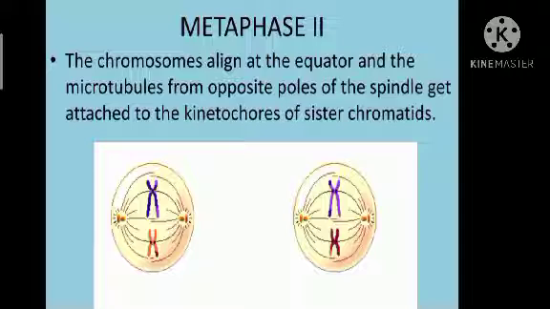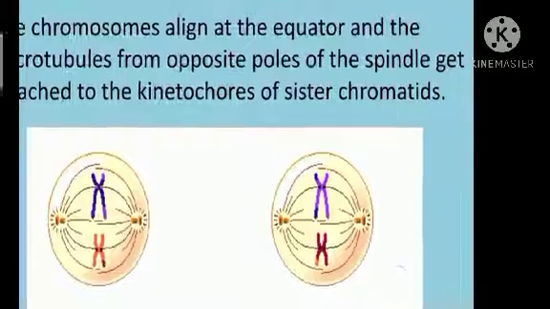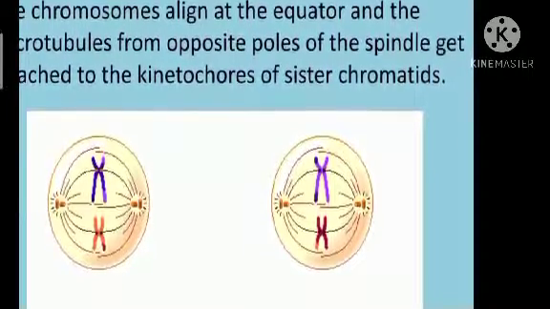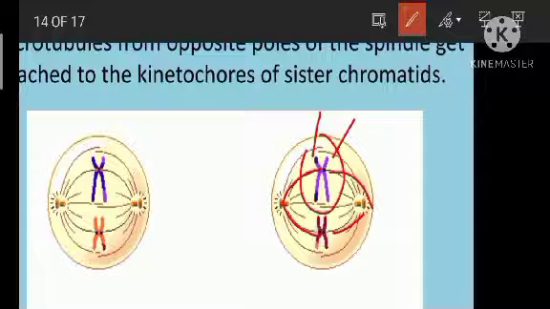Next is metaphase 2. Here the chromosomes align at the equator and the microtubules from the opposite poles of the spindle fibers get attached to the kinetochores of the sister chromatids. So this is the sister chromatids. Here the spindle fiber is getting attached on either side. You can see it is getting attached to this kinetochore of the sister chromatids.